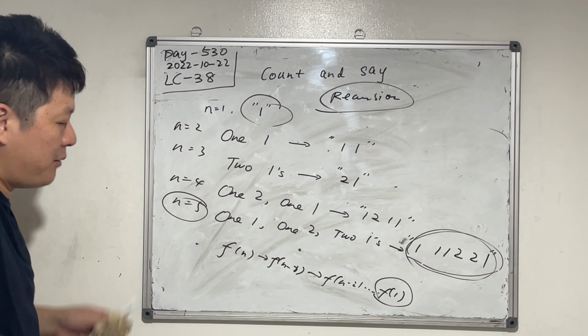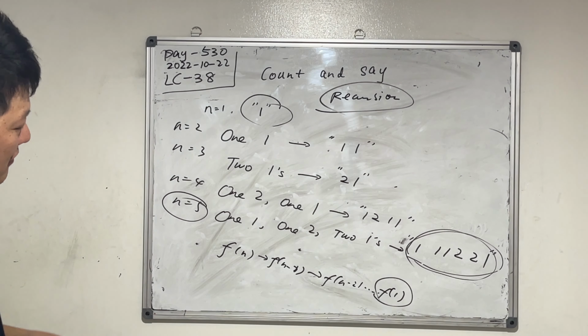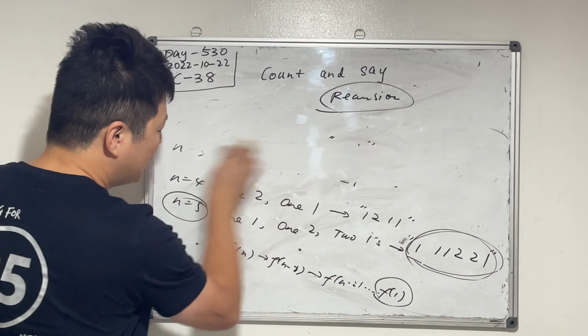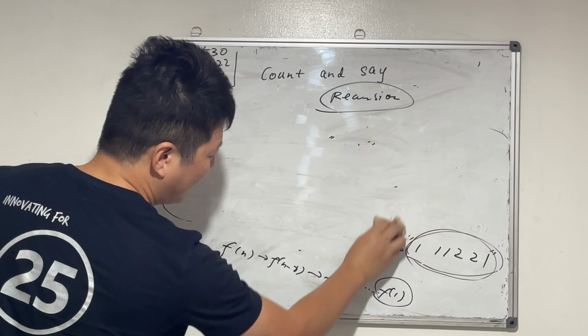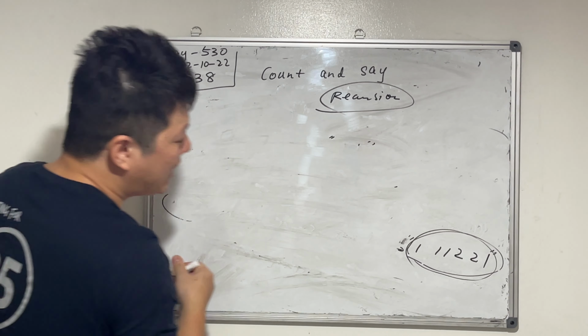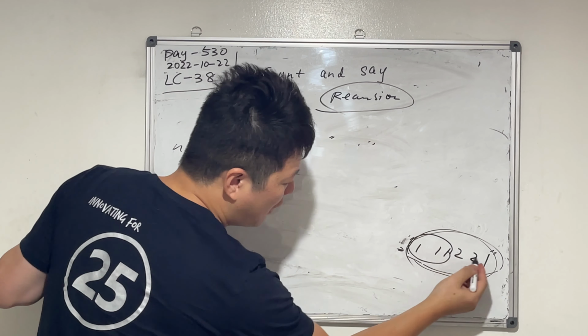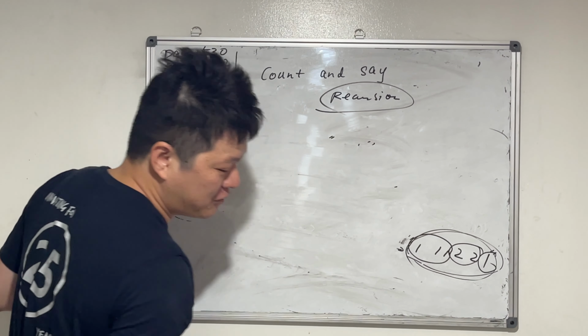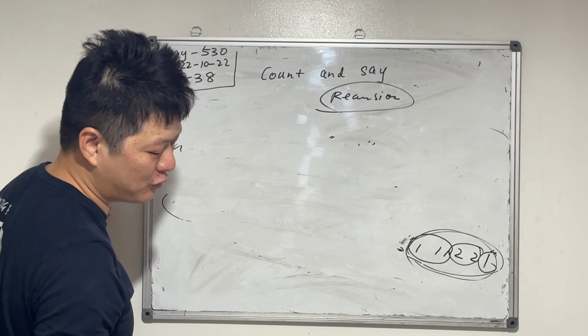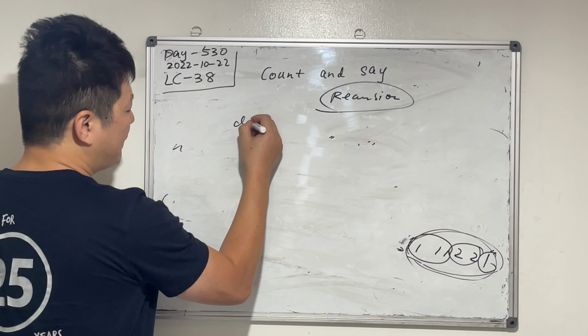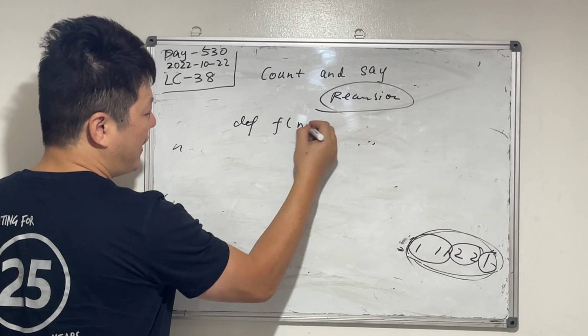So now we can just apply recursion. We need to count and say, for example, like that. We need to count how many ones and how many twos there are. So we can use a function called groupby, which we talked about. groupby is in itertools. So first of all, let's start by defining f(n).